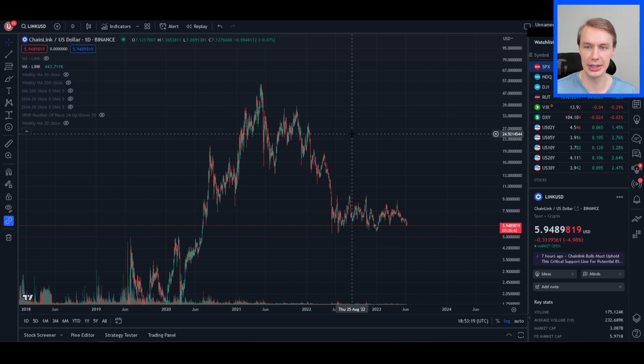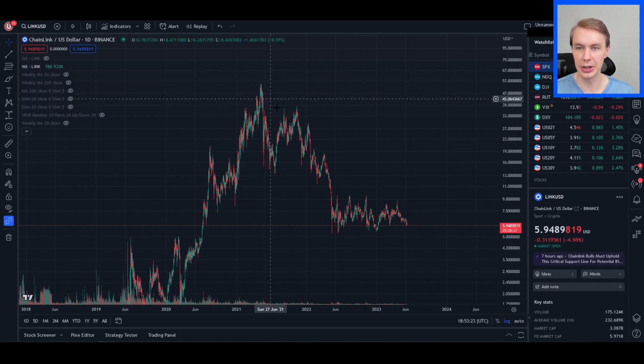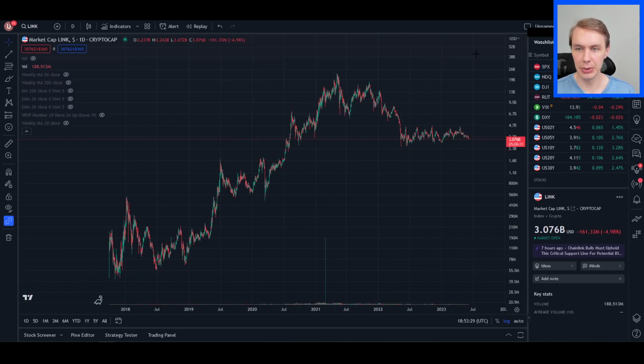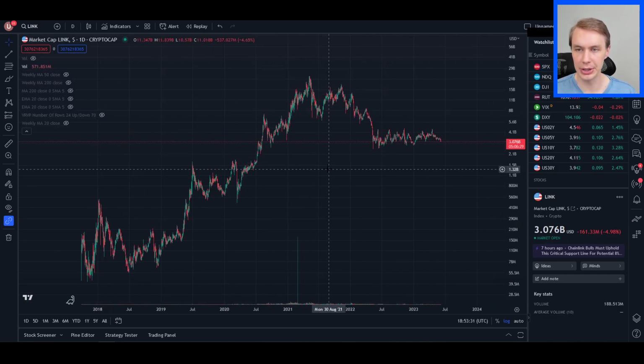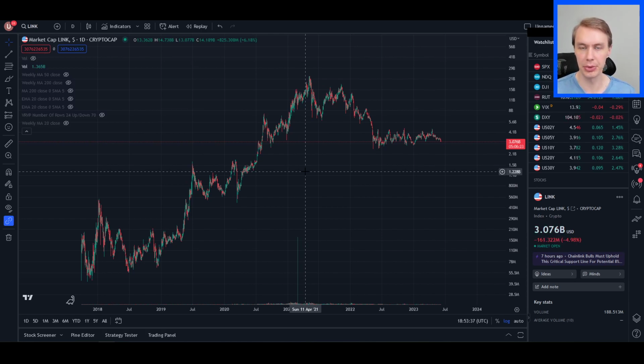How many Link exist? How many Link are in the circulating supply? And will that actually be different in a way that might make it harder for Link to reach this level? Another way that we can think about this, instead of price, which in some ways might be the more useful way of thinking about it, is in terms of market cap.